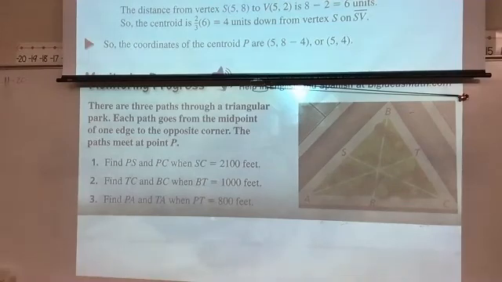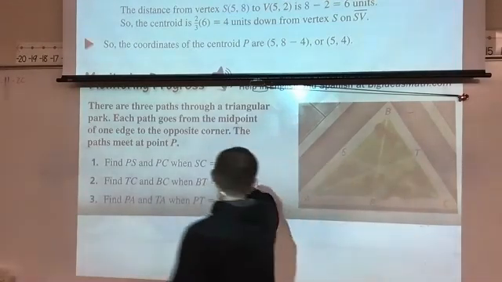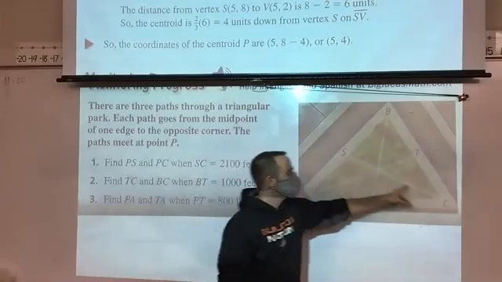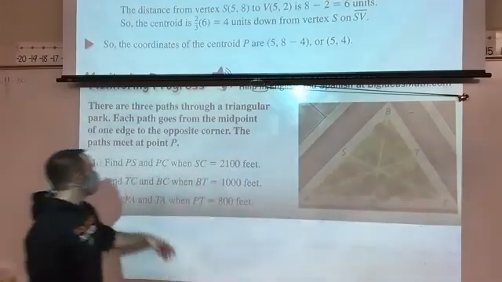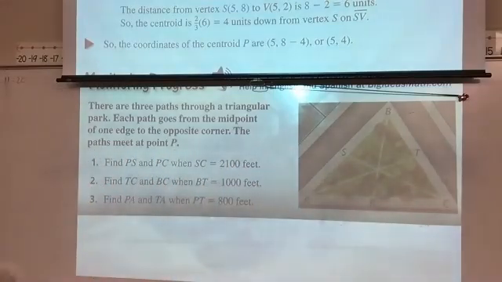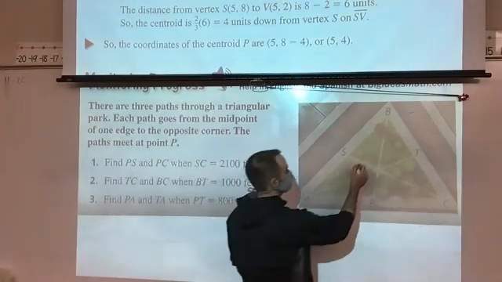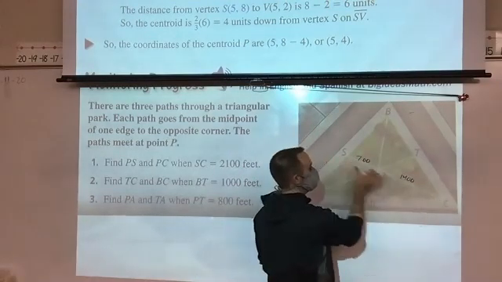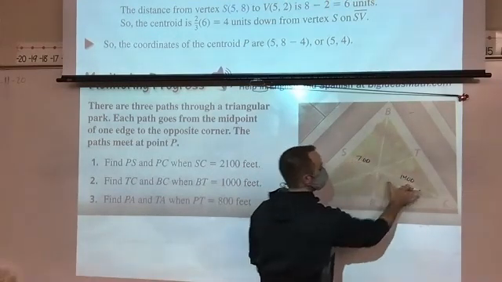All right, let's look at number one. Number one tells us that SC is 2,100 feet, so that's a median. What's the length of PS and PC? PS is 700 and PC is 1400. Good. Again, the 2,100 divided by 3 gives us the shorter one. Double it, we get the bigger one.